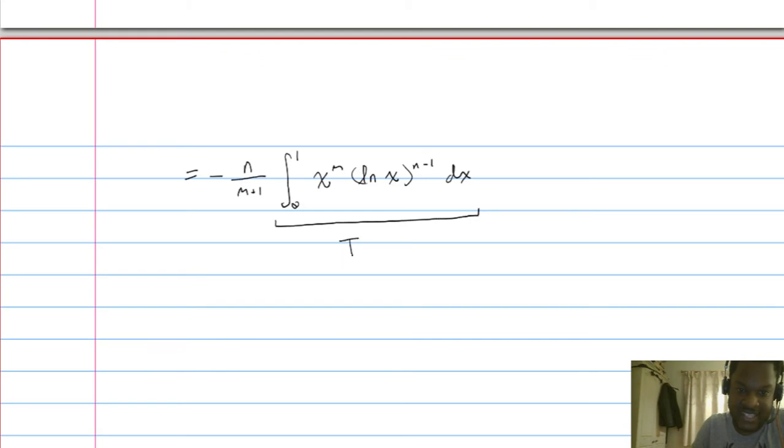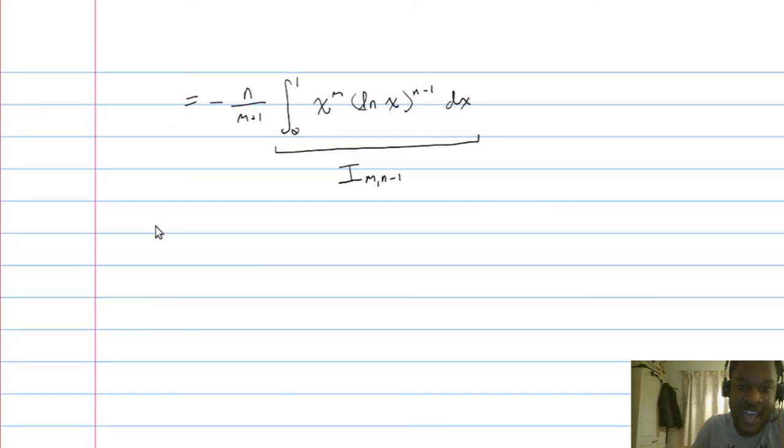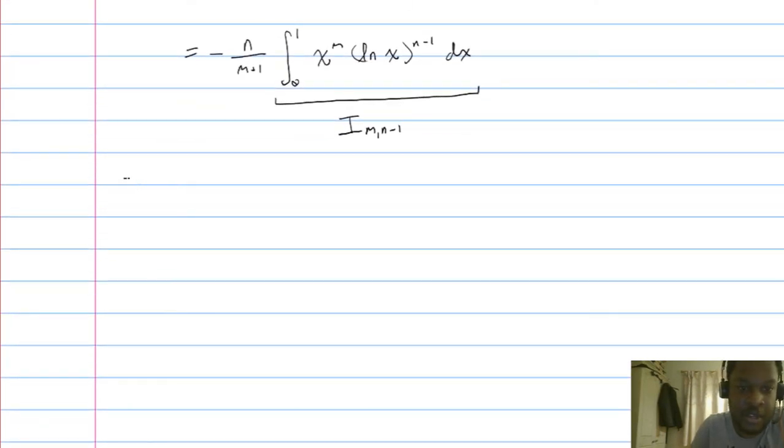So really this is the same integral, but I_{m,n-1}. So what we seem to have come up with was some kind of recurrence relation, okay? And in the business of integrals, this is called, in particular, a reduction formula. The name's not important, but just in case you hadn't heard the terminology before, this is a recurrence relation. And what do we do with recurrence relations?